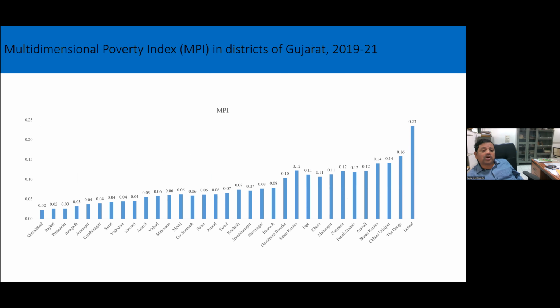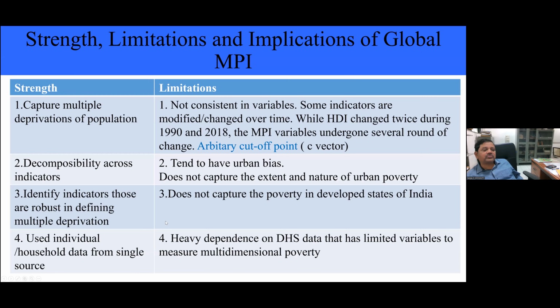Now looking at the pattern for the MPI, it is as high as 0.23. Not only the headcount but also the intensity is higher in the relatively backward districts of the state, and it is lower in the better off districts.